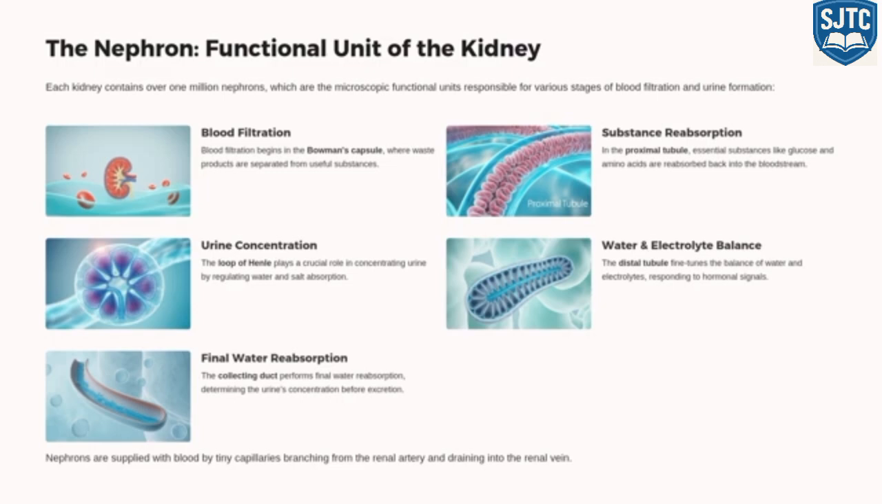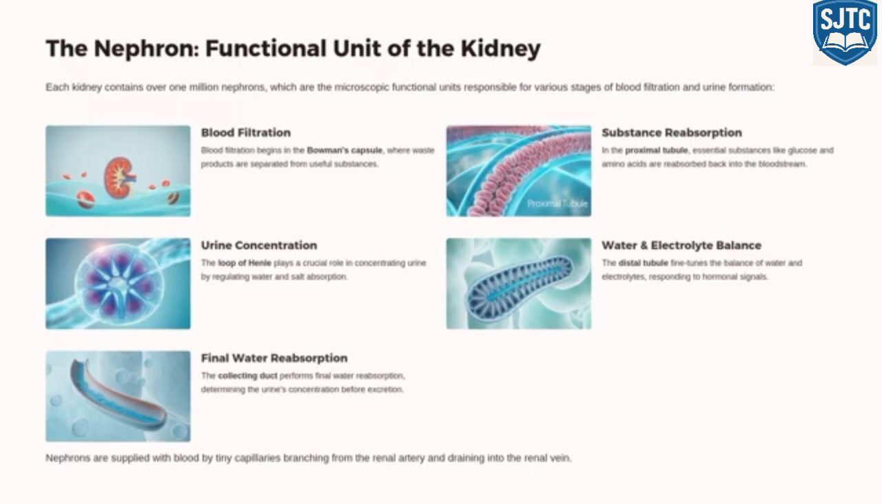2. Urine concentration. The loop of Henle plays a crucial role in concentrating urine by regulating water and salt absorption. 3. Final water reabsorption. The collecting duct performs final water reabsorption, determining the urine's concentration before excretion.